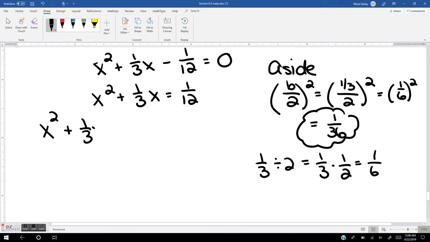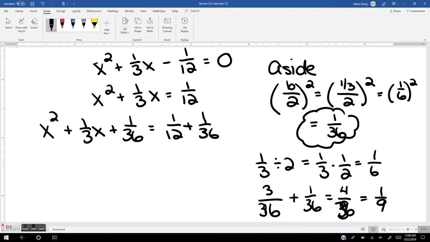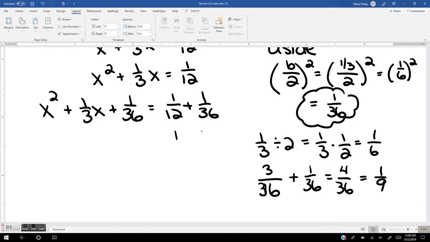Adding that to both sides, now 1/12 plus 1 over 36, we need a common denominator. 1/12 is equal to 3 over 36. 3 over 36 plus 1 over 36 is 4 over 36, which reduces down to 1/9. Sorry, I got a little carried away there. Let me rewrite that. All right, there we go. So that side will be, sorry about that, touchy, literally.